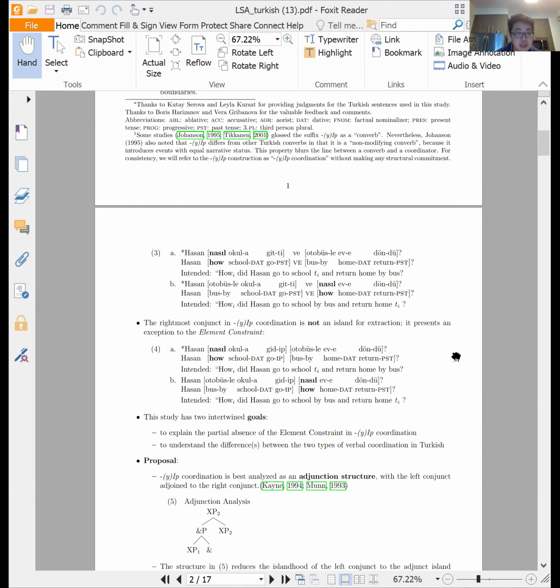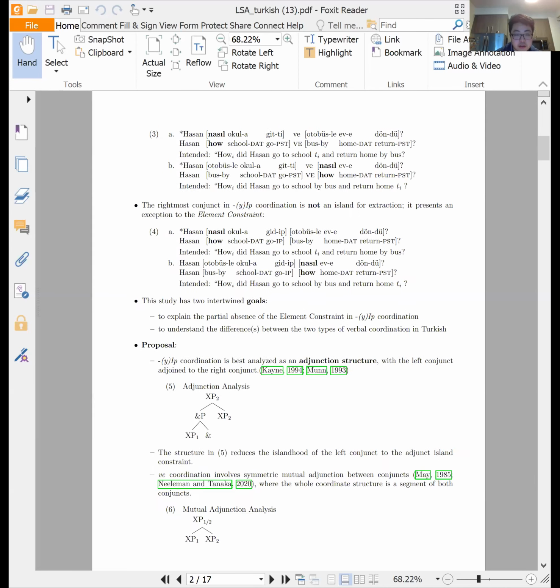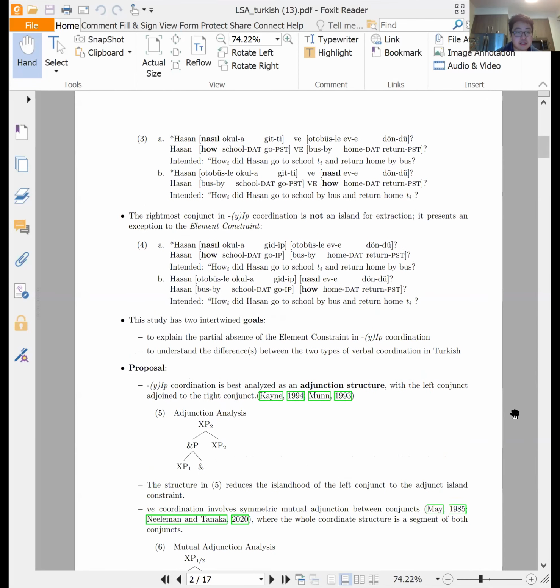So an example of that would be 3 on the next page. The adjunct W-in-situ word, in this case nasıl, meaning how, cannot originate inside either conjunct while taking matrix scope. So in 3a, nasıl is inside the left conjunct, taking matrix scope, and that's ungrammatical. In the second sentence 3b, nasıl is inside the second conjunct, the right conjunct, and taking matrix scope, also ungrammatical.